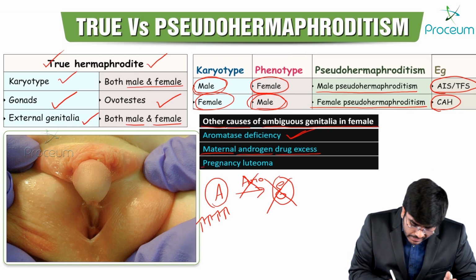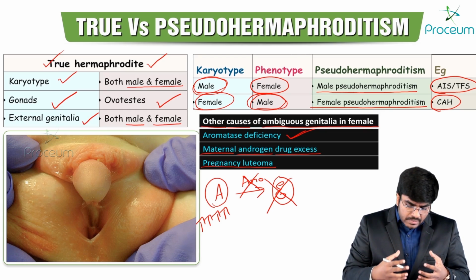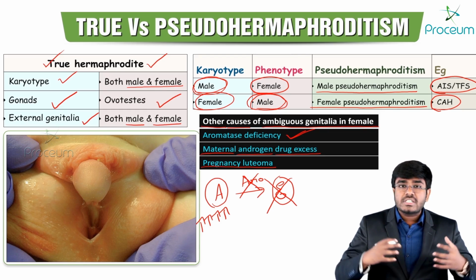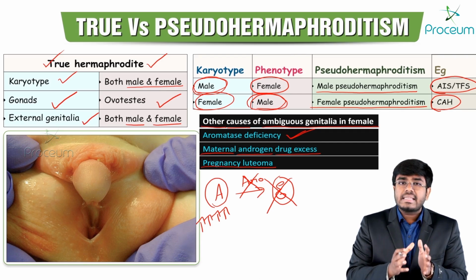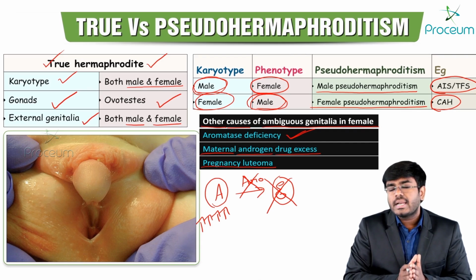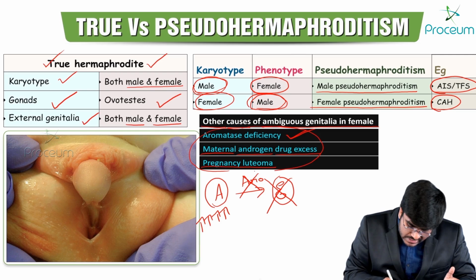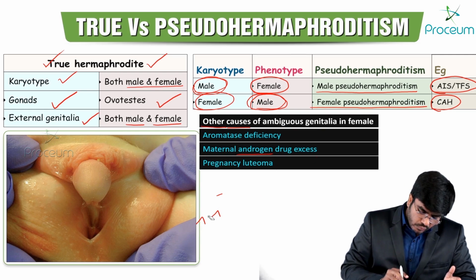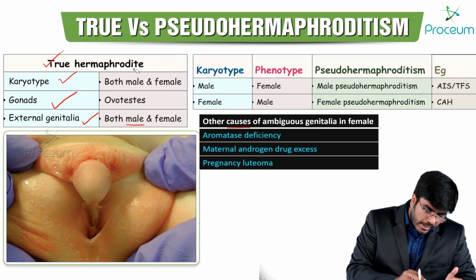And pregnancy luteoma. There is this pregnancy luteoma in the mother. This pregnancy luteoma is going to produce lots and lots of androgens, and these androgens are going to enter the fetal circulation, and in the fetus, these maternal androgens are going to cause virilization and ambiguous genitalia. So these are certain conditions which are associated with ambiguous genitalia in a female. Okay, so we have discussed the important differences between true hermaphroditism and pseudo hermaphroditism.